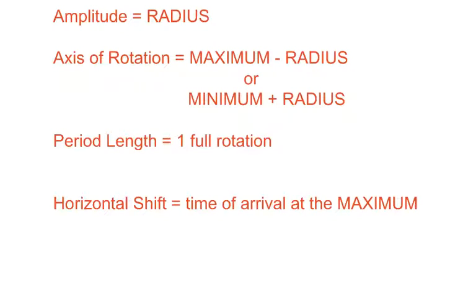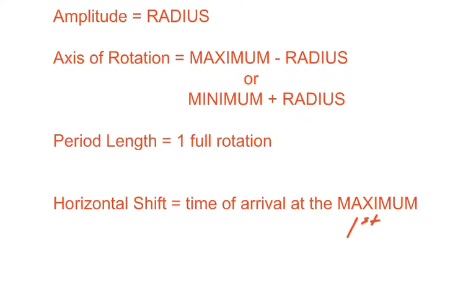And the horizontal shift is essentially equal to the time of arrival at the maximum, the first maximum. Now, there are several different horizontal shifts we could use. We could use the first maximum, the second maximum, the third maximum. We will probably use the first maximum, the first time the graph hits the maximum.